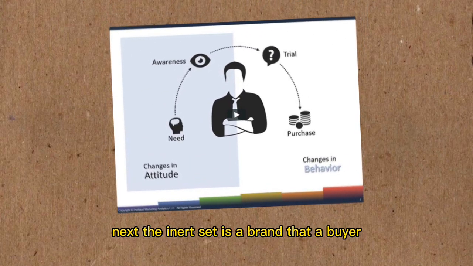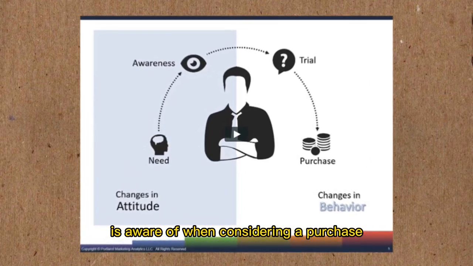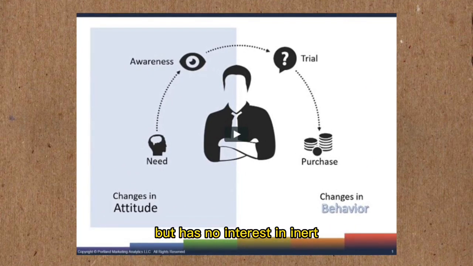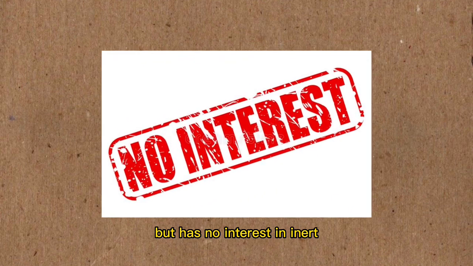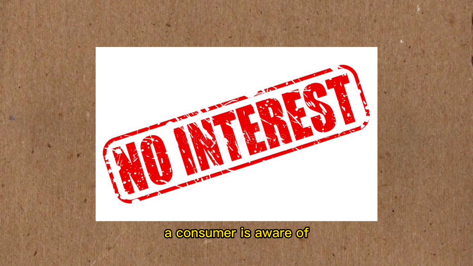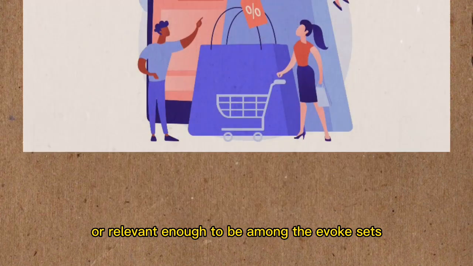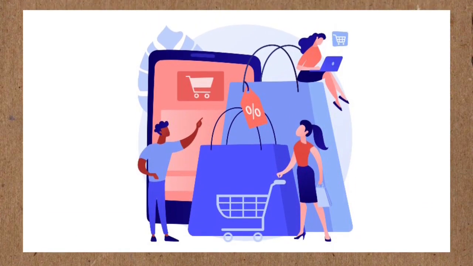Next, the Inert set is a brand that a buyer is aware of when considering a purchase but has no interest in. Inert represents those brands or products a consumer is aware of but is indifferent to and doesn't consider either desirable or relevant enough to be among the Evoked sets.